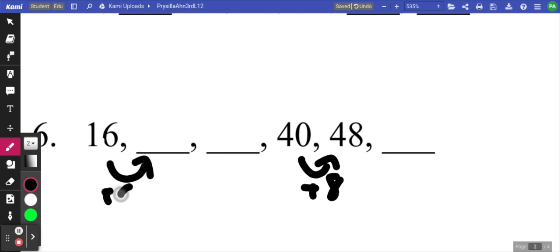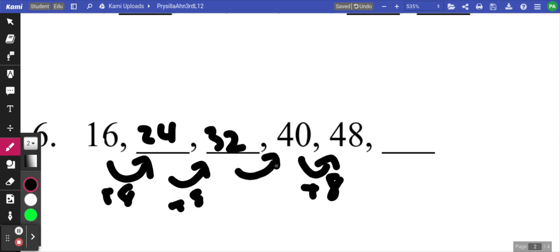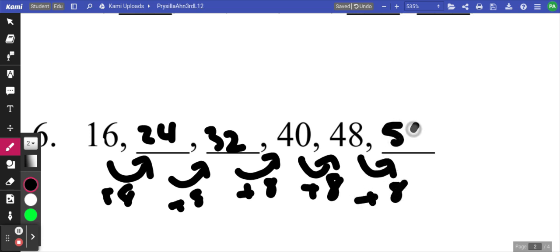So 16 plus 8 is 24. 24 plus 8 is 32. And when you see 32 plus 8 is 40, we know that we found the correct pattern. So we just continue. So 48 plus 8 is 56.